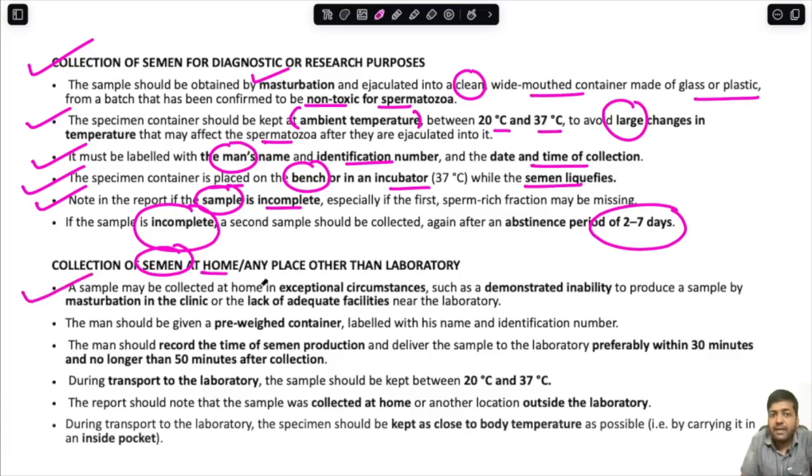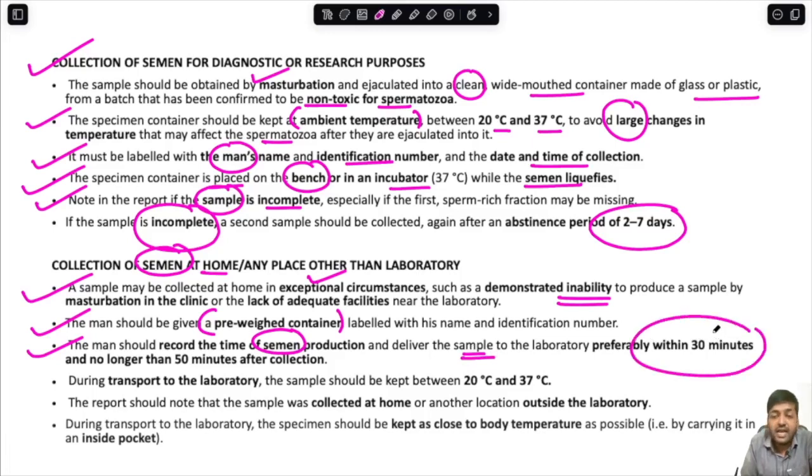Now, the collection of semen at home or any place other than the laboratory. A sample may be collected at home or at a place other than the laboratory in exceptional circumstances, such as demonstrated inability to produce a sample by masturbation in the clinic or the lack of adequate facilities in the lab. The man should be given a pre-weighed container labeled with his name and identification number. The man should record the time of semen production and deliver the sample to the laboratory preferably within 30 minutes and no longer than 50 minutes after collection.